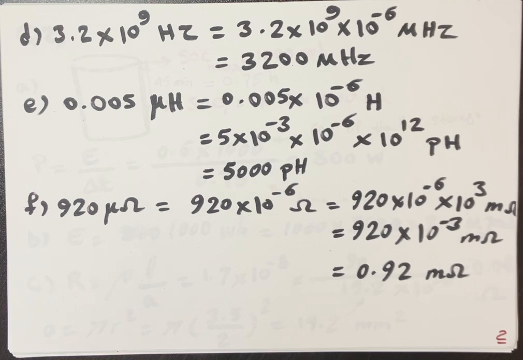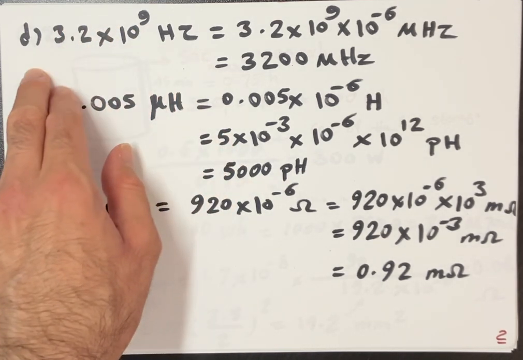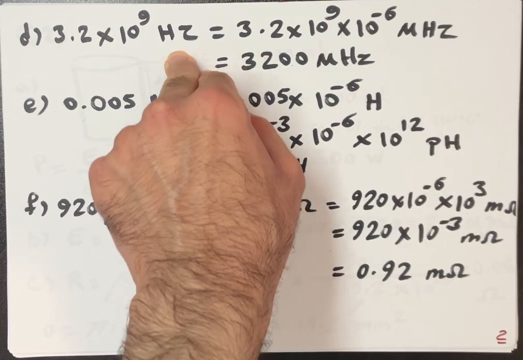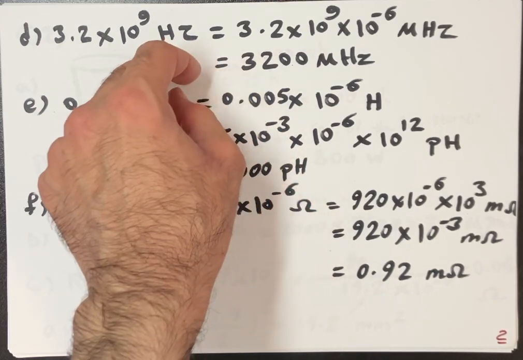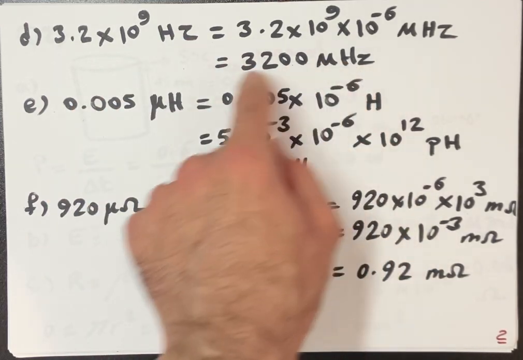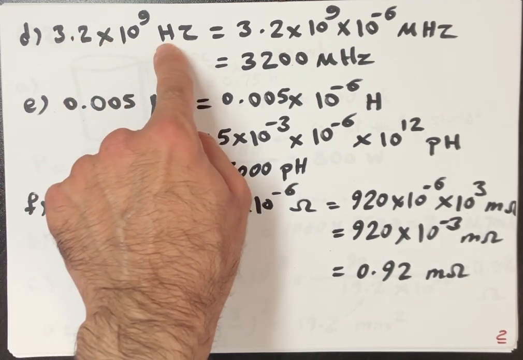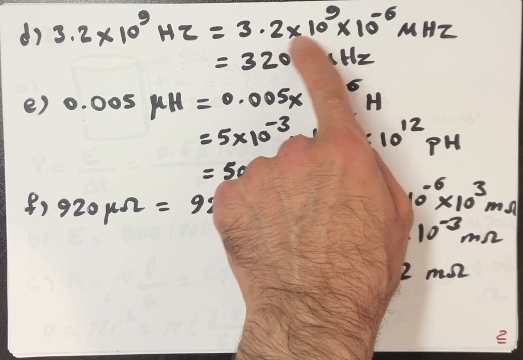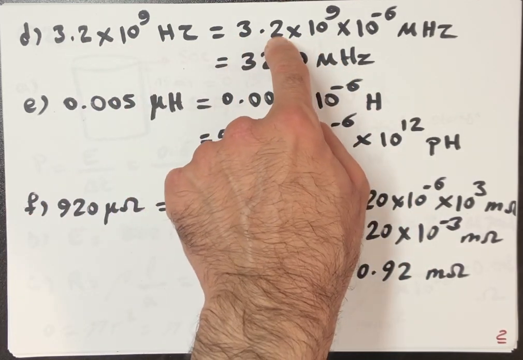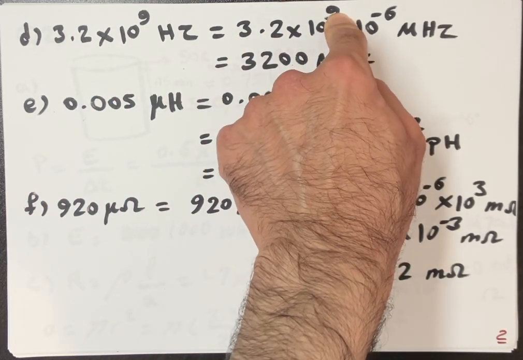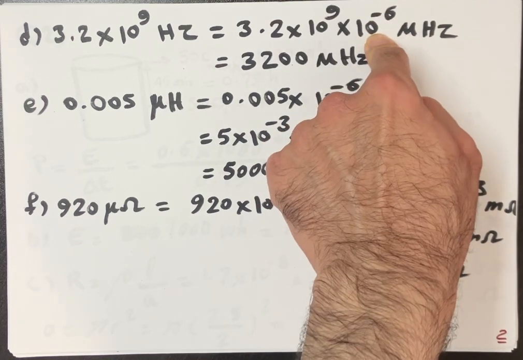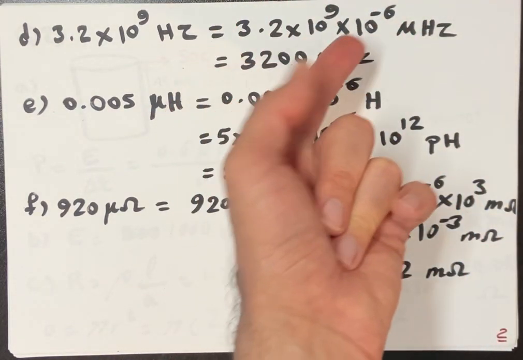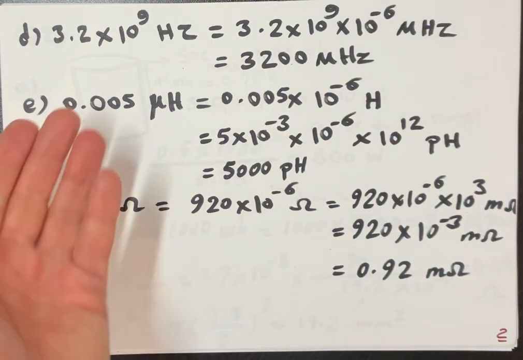Similar to this, we have this one in section D, 3.2 times 10 to the power 9 hertz. And the question is how many or how much megahertz? So here you don't have to do any replacement. Basically, you copy what you see here, 3.2 times 10 to the power 9. But we need to multiply by the inverse of mega, which is 10 to the power negative 6, because mega is 10 to the power 6.